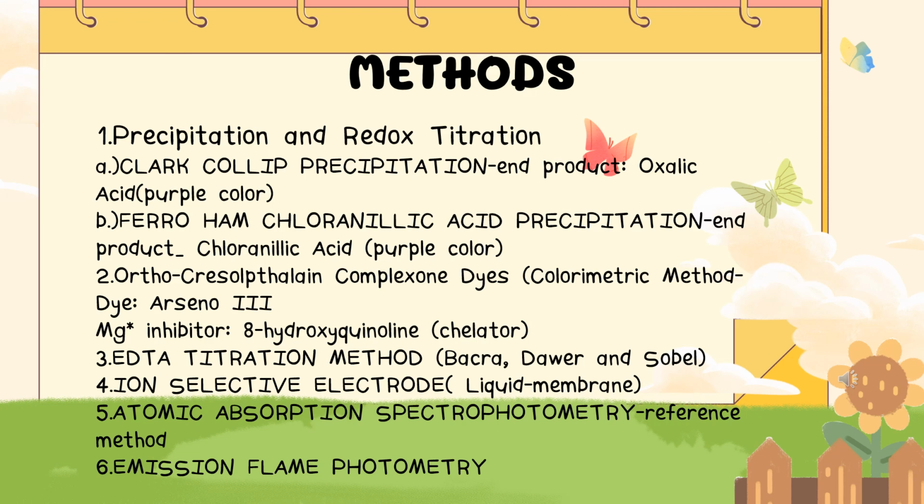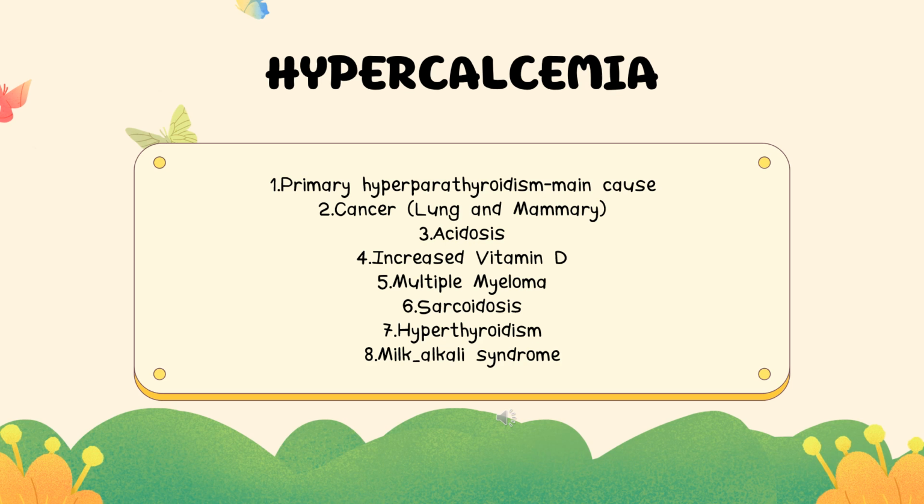6. Emission flame photometry. Hypercalcemia: 1. Primary hyperparathyroidism, the main cause. 2. Cancer, lung and mammary. 3. Acidosis. 4. Increased vitamin D. 5. Multiple myeloma. 6. Sarcoidosis. 7. Hyperthyroidism. 8. Milk-alkali syndrome.